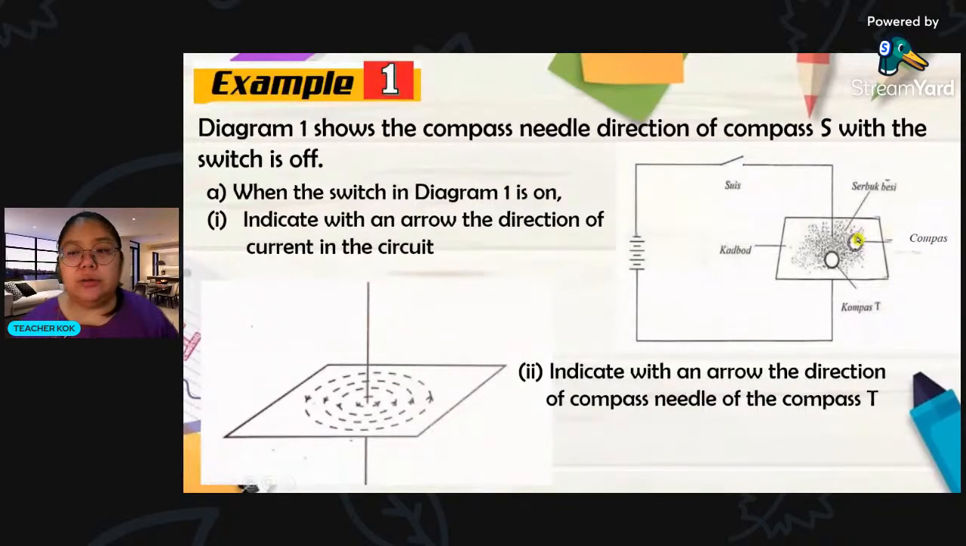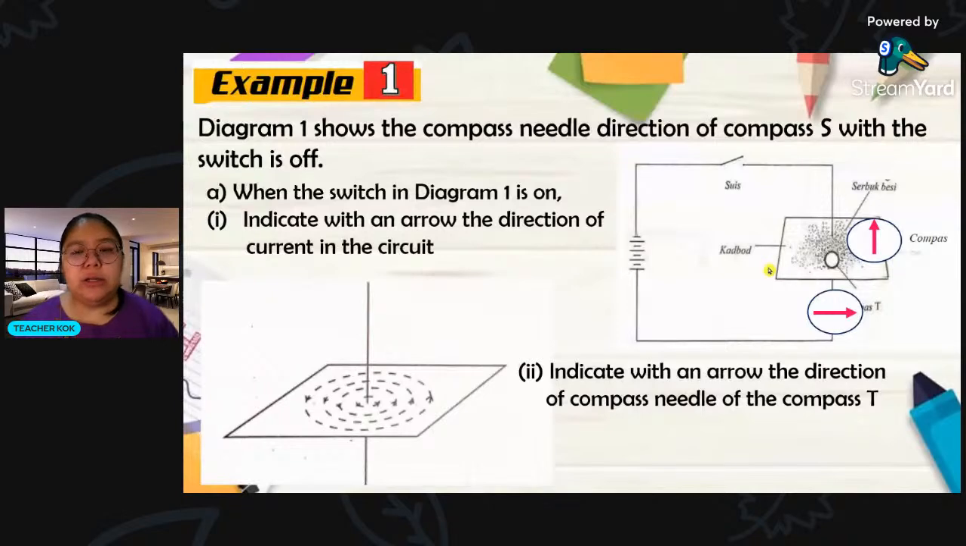Okay, so I will show you. If I put the compass surrounded by the current, it should be like this. This one is T, going to the right. Then this compass is up. If I put one more here, it goes to the left. This one will be down. So you can see that the circle is anti-clockwise. If the question is like this, that means you need to draw it.